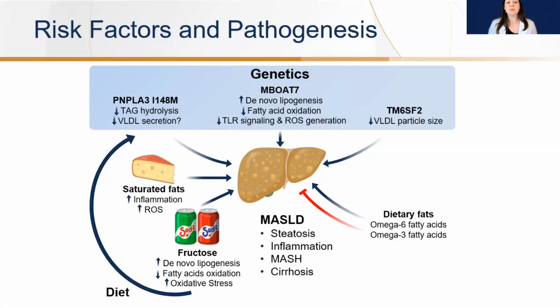And unfortunately, all of those combined with a diet high in saturated fats and fructose, which is unfortunately a very typical American diet, will increase the development of steatosis in the liver, which can lead to that inflammation with steatohepatitis, or MASH. And then that unfortunately will lead to fibrosis and scarring in the liver that we call cirrhosis.